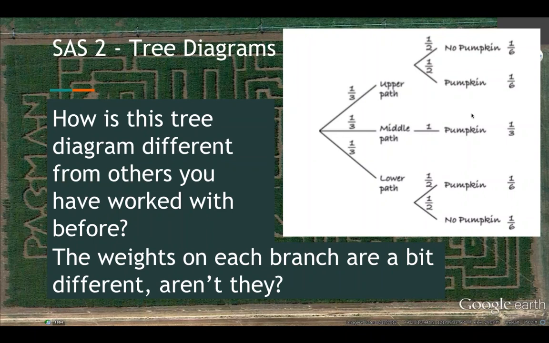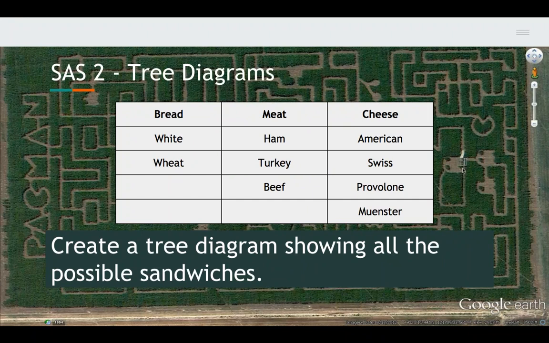For getting a pumpkin, we add the 3 paths that get a pumpkin: 1/6 plus 1/6 plus 1/3. Change this 1/3 to 2/6. 1 plus 2 plus 1 is 4/6, or 2/3. So 1/3 and 2/3 add to 1. We know it's right. All right, so let's look at this tree diagram.